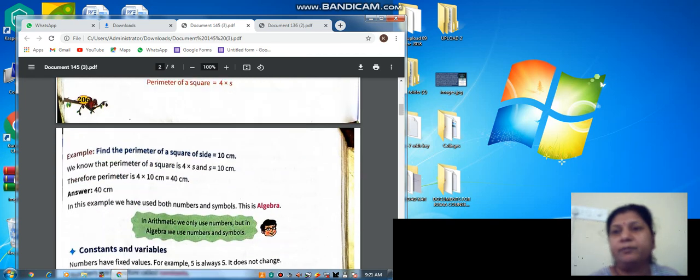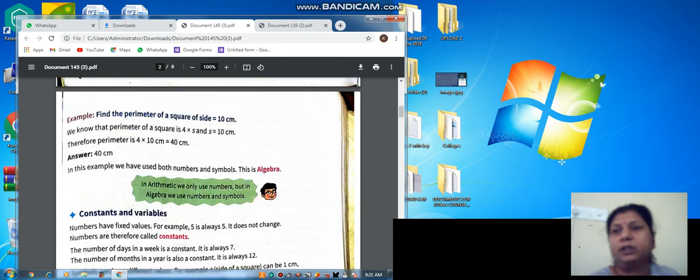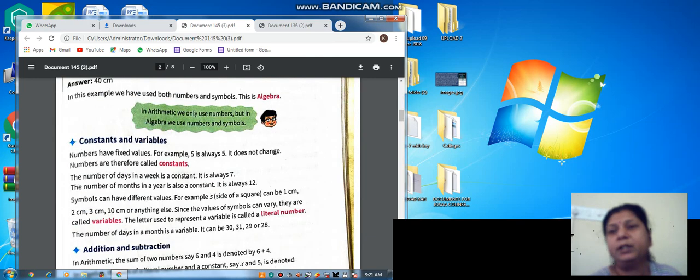Fine. See here, in arithmetic we use only numbers. In algebra we use numbers and symbols. The numbers used in algebra are called constants. Suppose we take a previous example, that is perimeter of square is equal to 4 into side. So here 4 is a constant and s is the variable. Since the value of the symbol can vary, they are called variables.